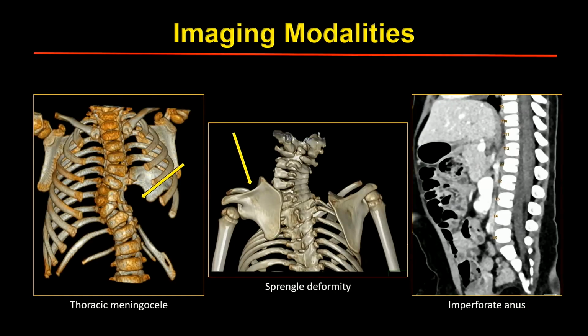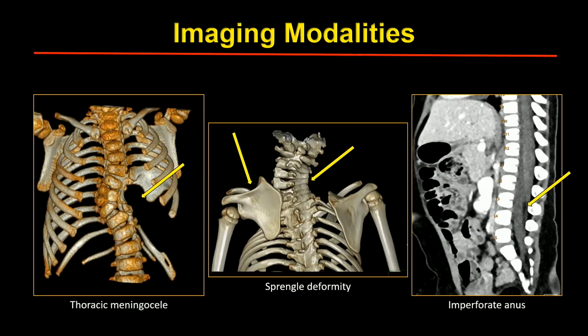This is a patient with Sprengel deformity in the setting of Klippel-Feil syndrome. So this patient had multiple segmentation fusion anomalies of the cervical spine and then had a Sprengel deformity. It beautifully depicts all the osseous abnormality. Now, that being said, if you know what you're looking for, you'll find it on a CT scan.